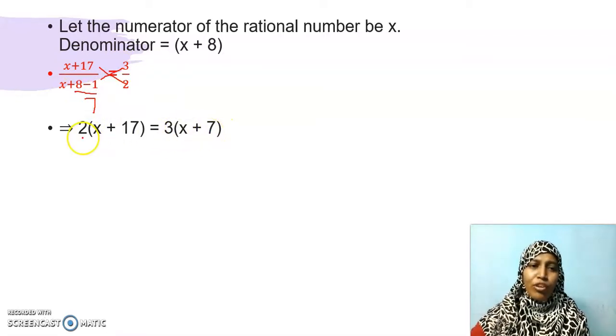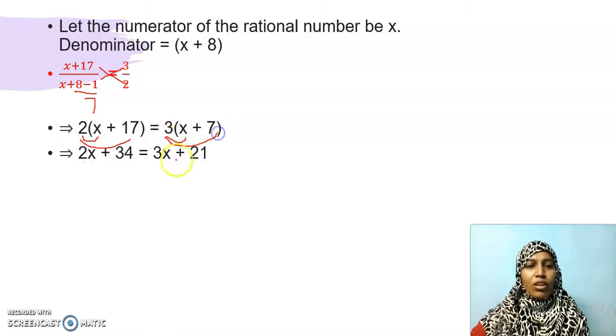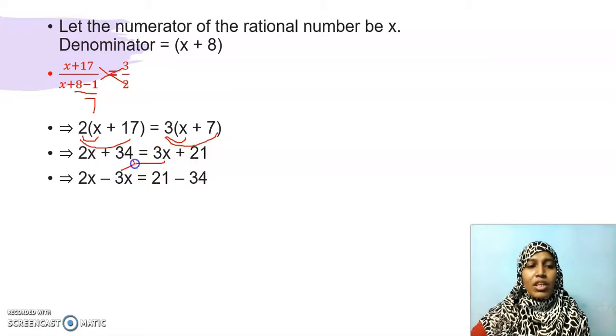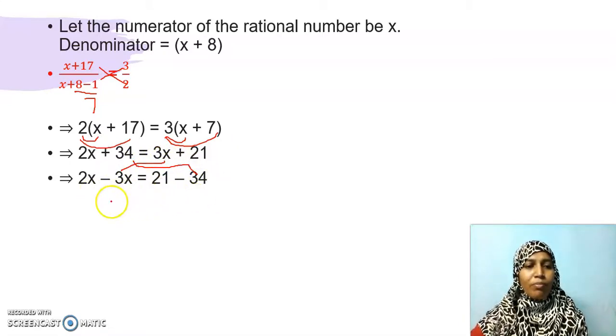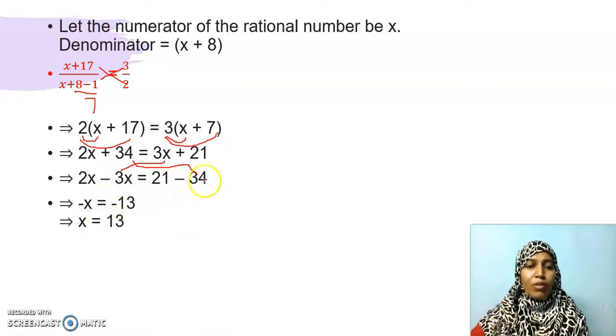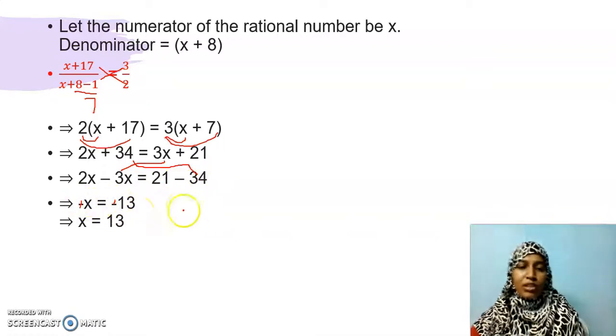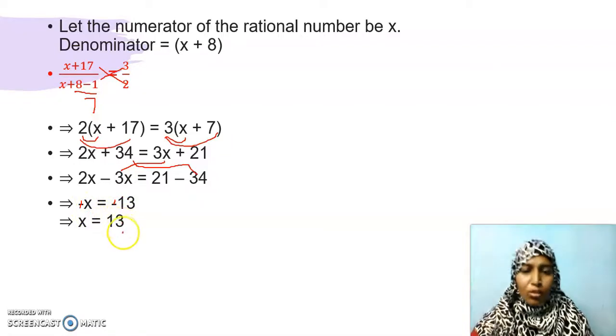Now it is very simple for you. These are things you are familiar with and you can do it. 2 into x is 2x, 2 into 17 is 34, 3 into x is 3x, 7 threes are 21. Everything is written here. Now what is the next step? Transpose. So 3x comes to the left hand side, 34 goes to the right hand side. So 2x minus 3x is minus x, which is equal to 21 minus 34, which is minus 13. Here we divide both sides by minus 1, so we get x is equal to 13.